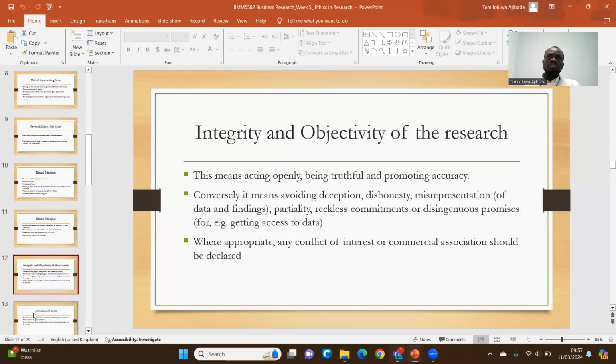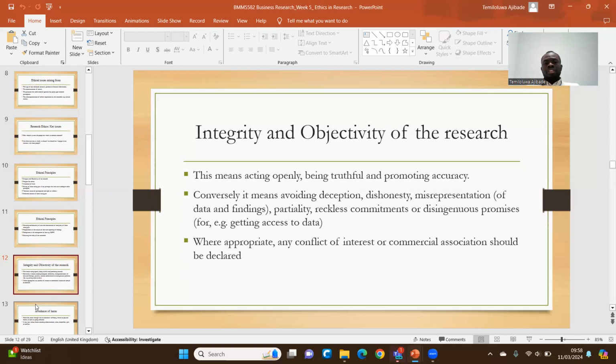Now, looking at objectivity and integrity of the research. Every research has to be open. You have to be objective. You have to avoid deception, dishonesty, or misrepresentation of data and findings. And where it is necessary, you have to avoid any conflict of interest or commercial association. And where you need to declare, you need to declare it.